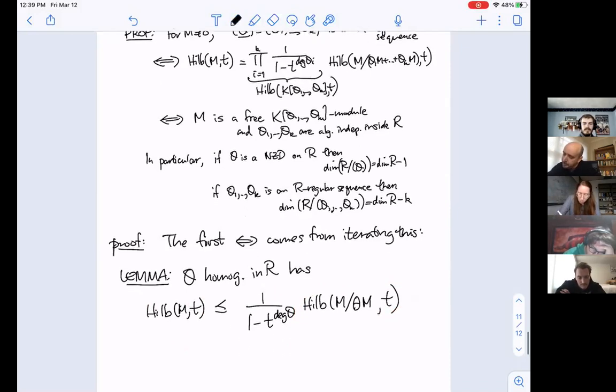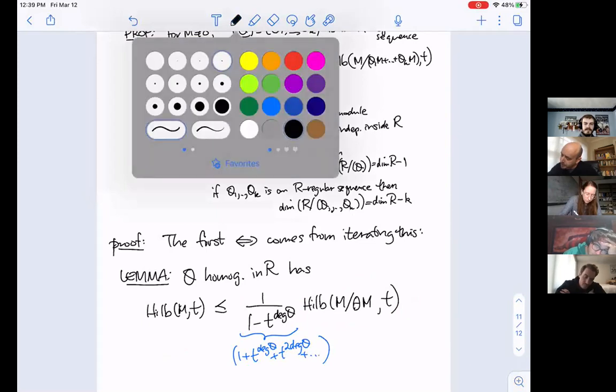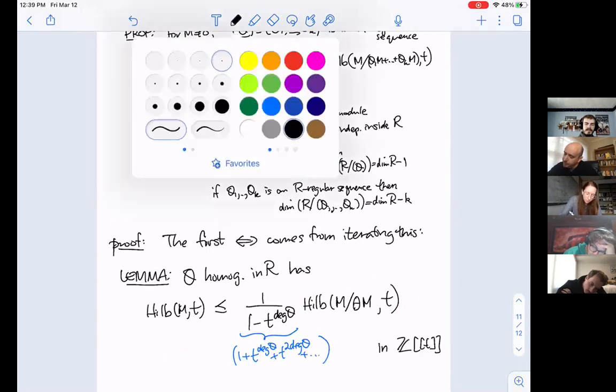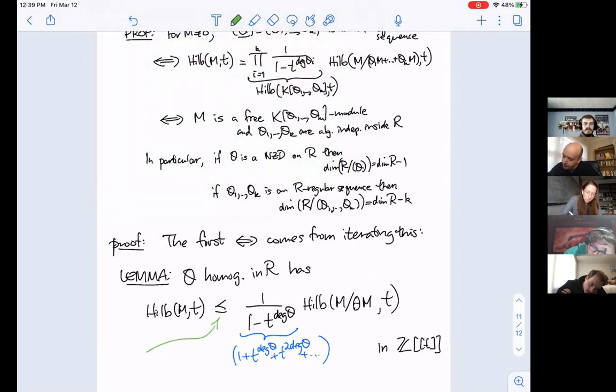Just to remind you, it's good to think about this. This power series in t is 1 plus t to the degree of theta plus t to the 2 degree of theta and so on. It's a geometric series. So this less than or equal to that I'm talking about is a less than or equal to in power series land, and it means coefficient-wise.